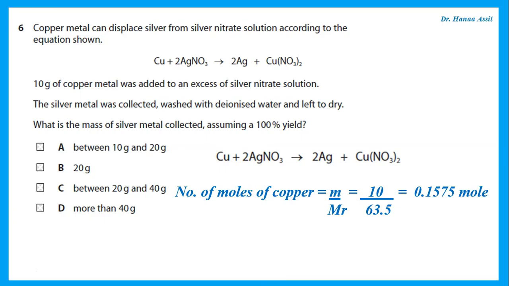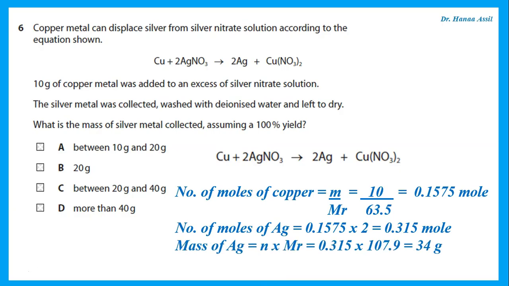Now, we're asked about silver. We look at the equation and relate the number of moles. The equation says 1 mole of copper gives 2 moles of silver. That means number of moles of silver is twice the number of moles of copper. Now we have number of moles of silver. We're asked about the mass. How do we get mass? Mass is number of moles times MR, and that means we will get, according to the calculation, 34 grams. So the correct choice here would be between 20 and 40 grams.